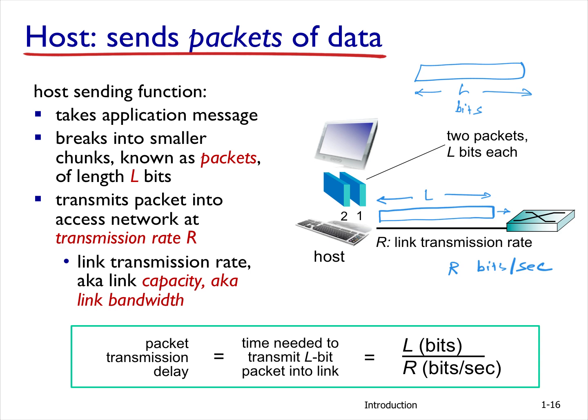So the packet transmission delay, which is defined here, okay, as the time needed to transmit the whole packet through the link, is equal to the length of the packet divided by the speed of the link. Or sometimes we call that the bandwidth of the link, or sometimes we call that the capacity of the link. It's the same thing, right? When we talk about networks.